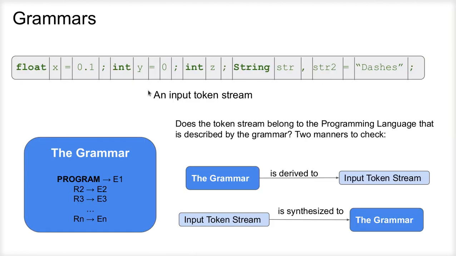So we have an input token stream and a grammar, and we want to answer the following question: does the token stream belong to the programming language that is described by the grammar? And there are 2 manners to check that. We consider the grammar, and we try to derive the input token stream from it. In the other manner, we have the input token stream and we try to synthesize it to the root of the grammar. So these are both forms. One is called top-down and the other one is bottom-up.